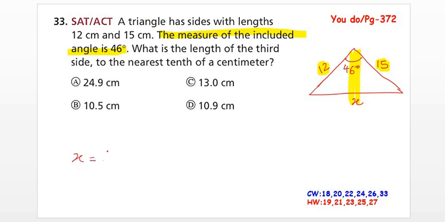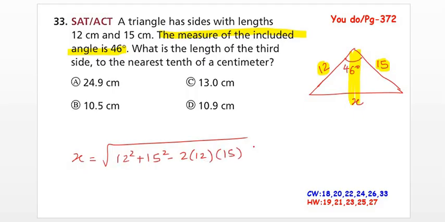So we can say x equals square root of 12 squared plus 15 squared minus 2 times 12 times 15 times cos 46, right? Now put all of it on the calculator and get the answer. The answer is 10.9. That is option D, this one. The other thing you have to notice is they said give your answer to the nearest tenth, meaning when you are rounding, you should have just one decimal place.